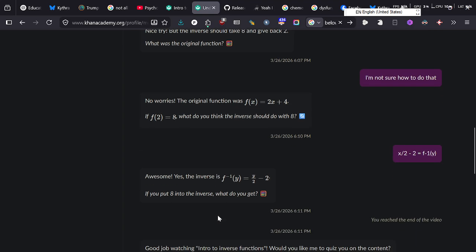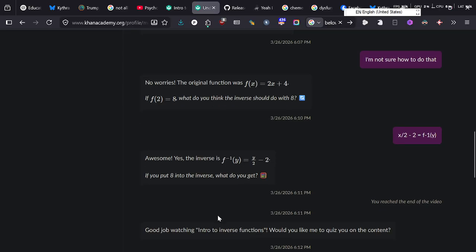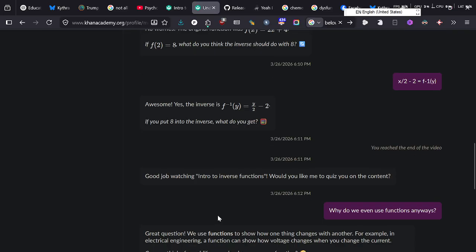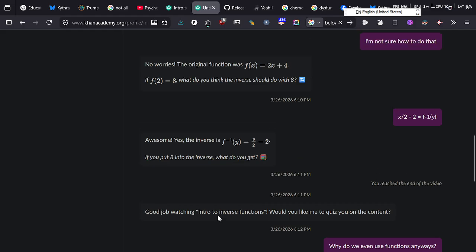And then it wrote back, no worries, the original function was f(x) equals 2x plus 4. If f equals 8, what do you think the inverse function should do? And so I said x divided by 2 minus 2 equals f minus 1 of y. Yes, awesome. The inverse f minus 1 of y is equal to y over 2 minus 2. If you put 8 into the inverse, what do you get?